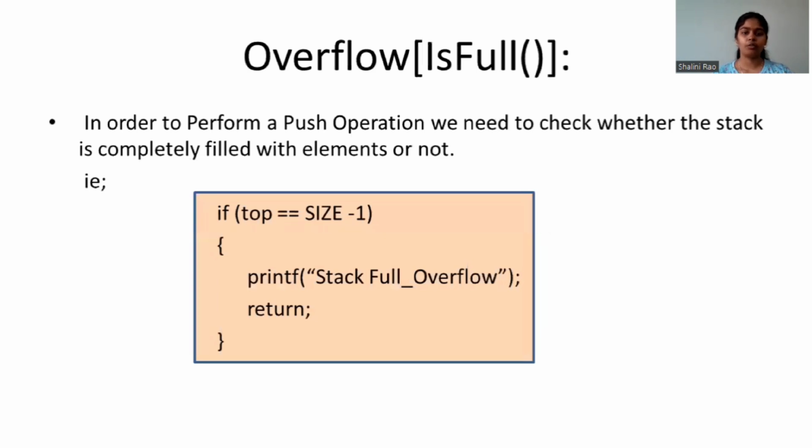Here we have overflow. In order to perform a push operation, we need to check whether the stack is completely filled with elements or not. So we use an if statement: if top is equal to size - 1. As we know that the stack is created as an array, the indexing starts from 0, so the last index of the stack will be size - 1. So if top is equal to size - 1, then we say that the stack is full, else the stack is not full.